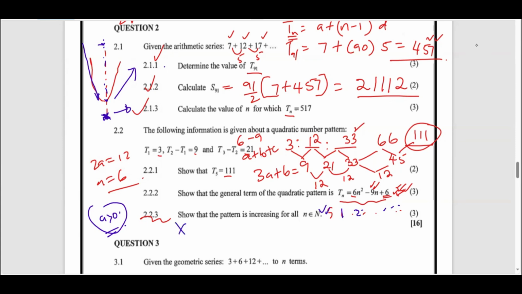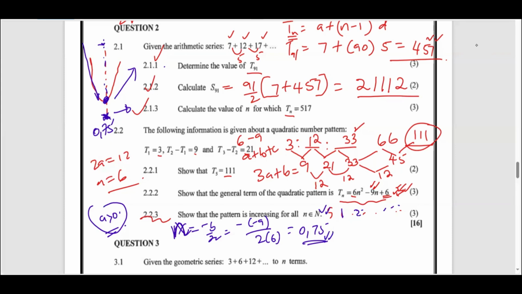So I'll say my x or my n is going to be negative b over 2a. B was negative 9, so negative negative 9 over 2 times 6. And then we're getting 3/4 or 0.75. So since we are getting 0.75 as the minimum point, we can say that the pattern is having its minimum at 0.75.